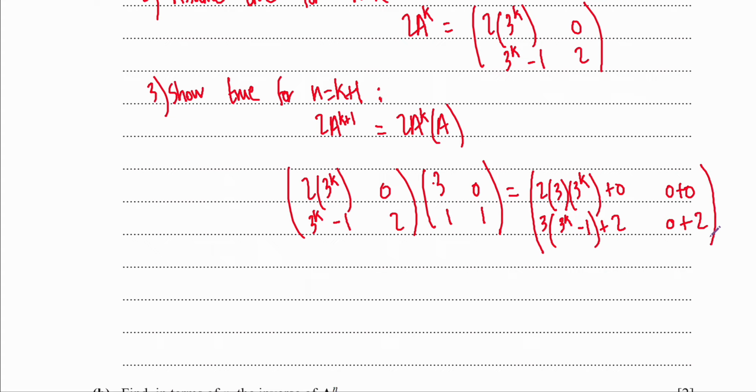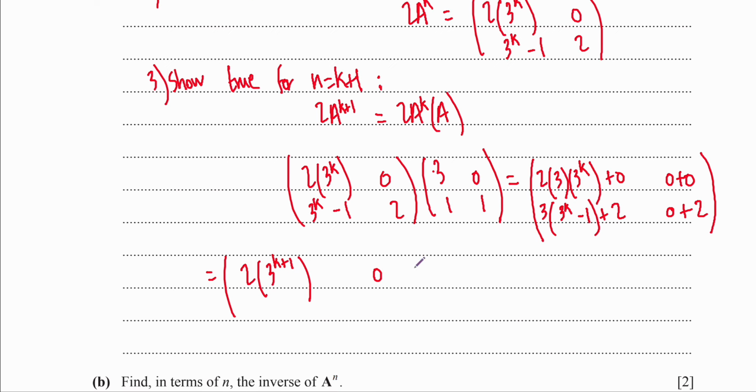Okay, so what do we have now? Instead of multiplying 2 by 3, I'm going to multiply the 3 by 3^k. So I'm going to have 2, then 3^(k+1) over here. And then that's 0, and this is 0 here. And now here what do I have? Well, I have 3 times 3^k, so that's 3^(k+1), minus 3 plus 2, so that's minus 1. And then here I have 0 plus 2 is 2.